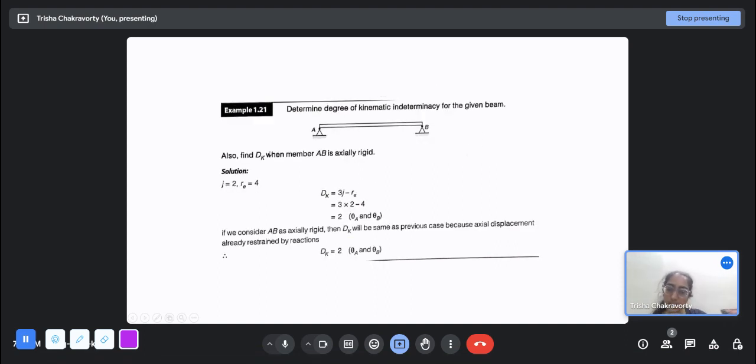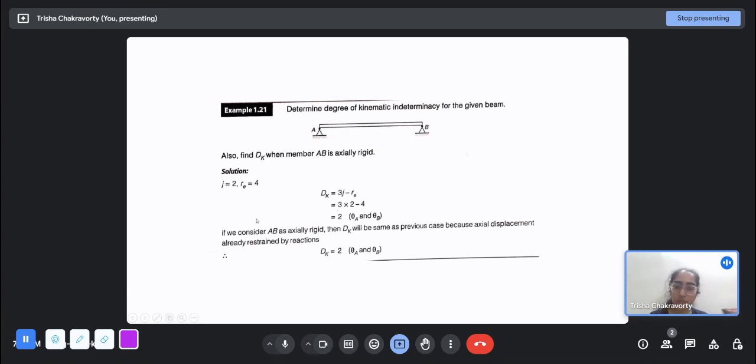When the member is actually rigid, we want to find out the degree of kinematic indeterminacy for a simply supported beam. There are two joints, so 3 into 2 is 6, without any support reactions considered. And there are two support reactions at each end, basically. 1, 2, 3, 4. There are four support reactions.